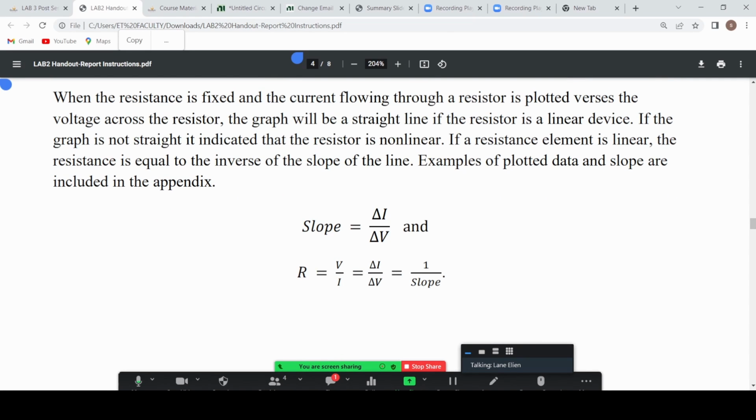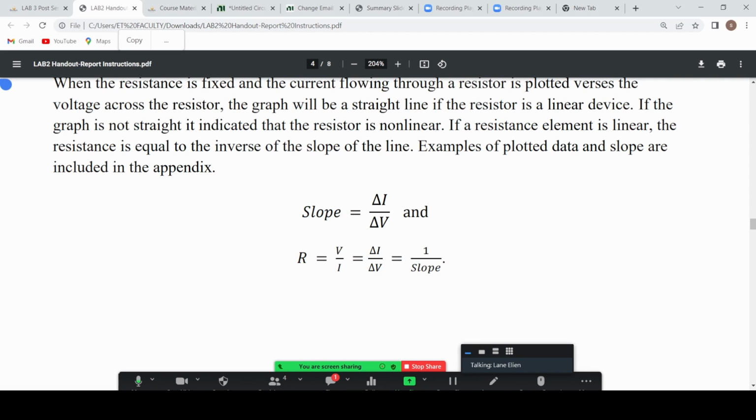When we have a fixed resistance, because of that equation, anytime we have a change in the voltage, it's going to cause a change in the current. And anytime we have a change in the current, it's going to cause a change in the voltage, because we will see that voltage and current are directly proportional. So if the voltage increases, the current is going to increase as well.